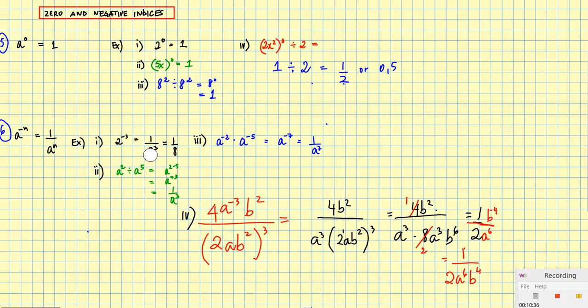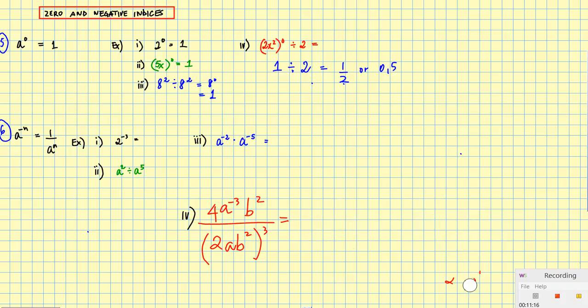I've got a few examples here that we could go over. Given an example such as 2 to the power of negative 3, that's really like saying 1 over 2 cubed. And 1 over 2 cubed is the same thing as saying 1/8.